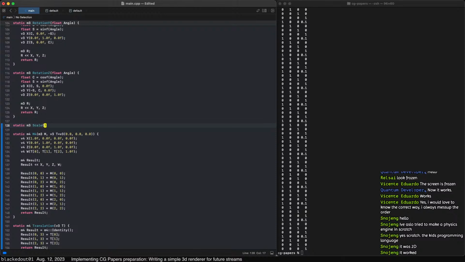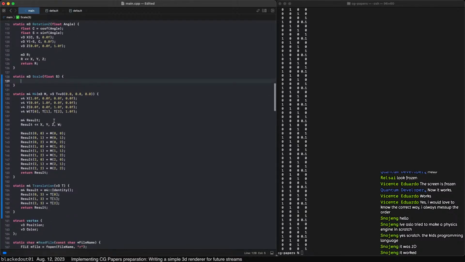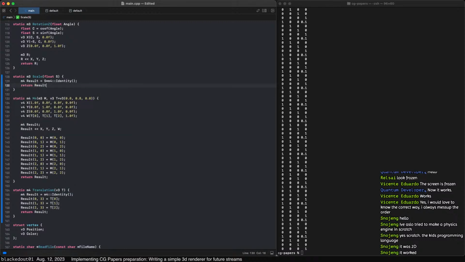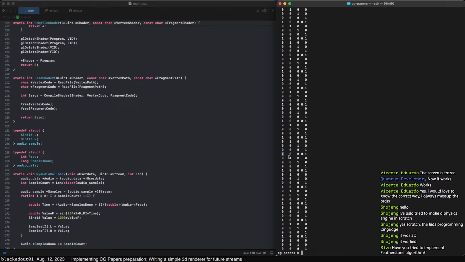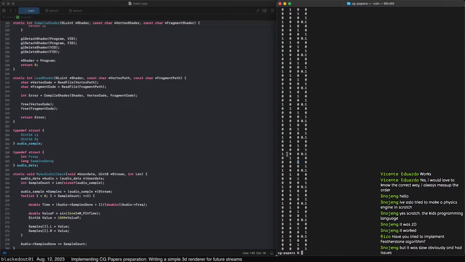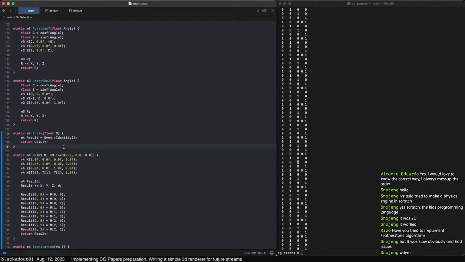That just scales the axis, like scales everything uniformly. I think I can just multiply this. So what this matrix looks like is instead of ones here, it has the scaling factor.